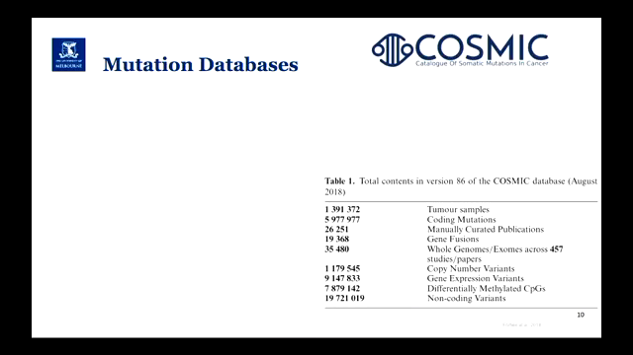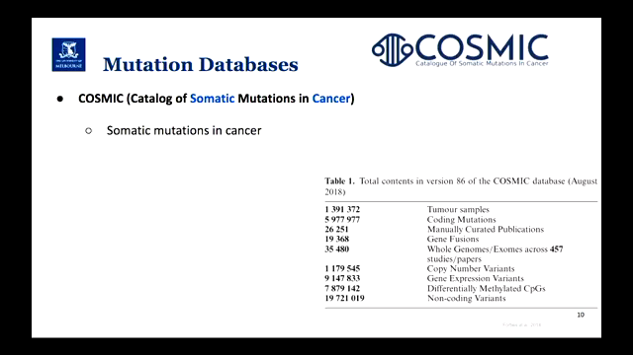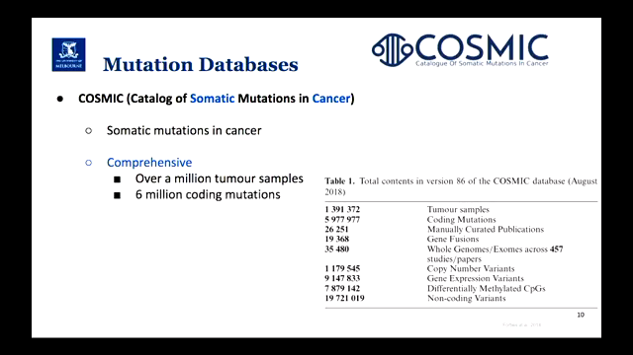Another very important mutation database is COSMIC, the Catalogue of Somatic Mutations in Cancer. So COSMIC, as the name says, is focused on somatic mutations and is a very, very comprehensive resource with over 1 million tumor samples there. So either whole genome or exome sequencing from tumor samples from different types of tumors, and that accounts to this date for over 6 million coding mutations.